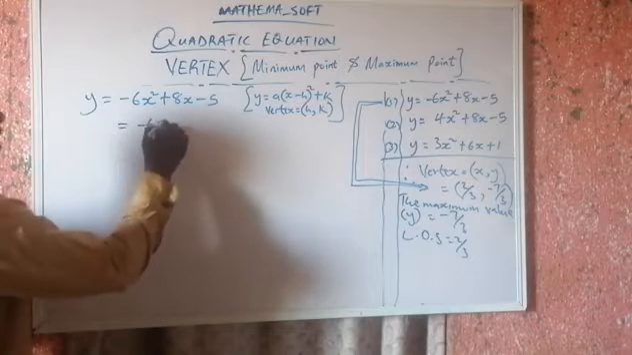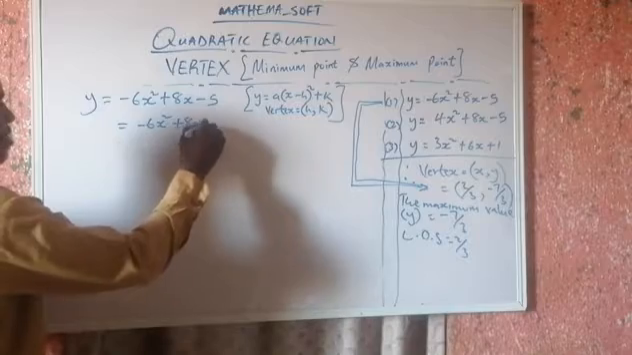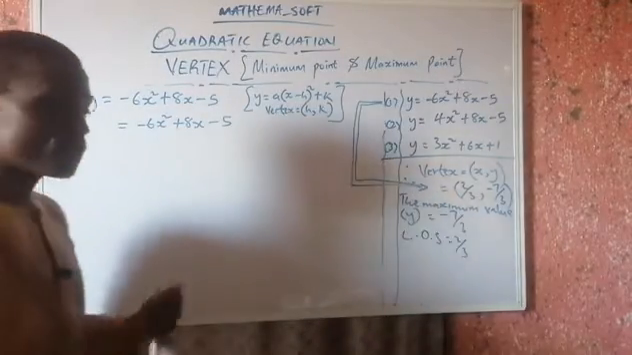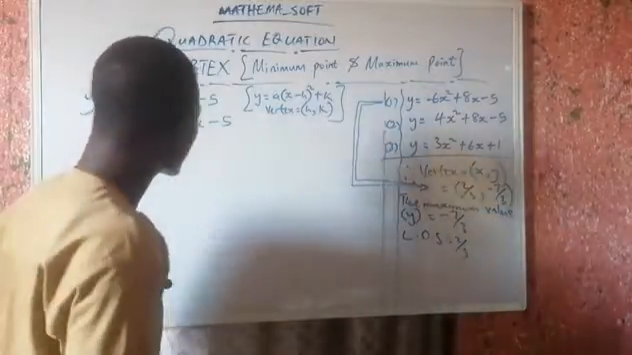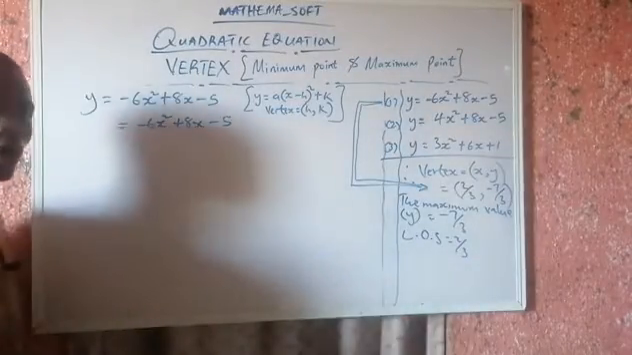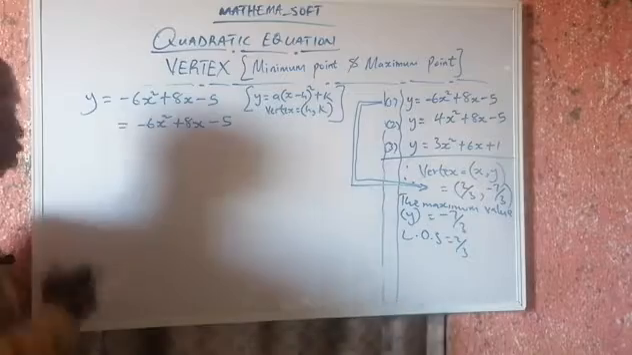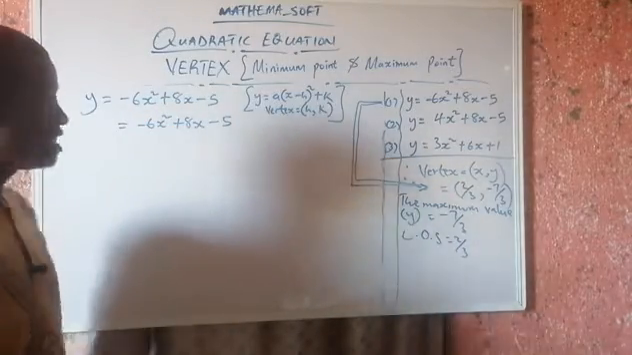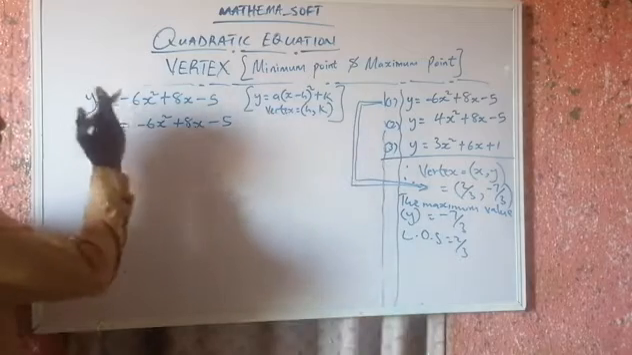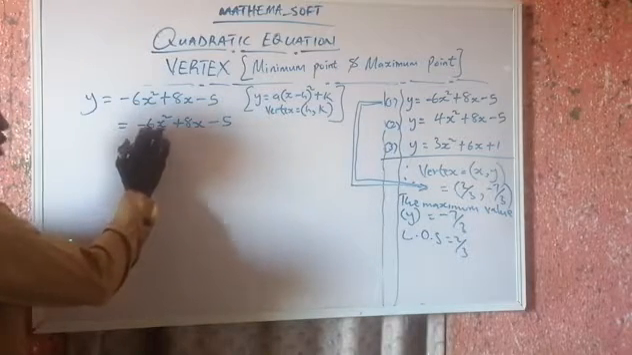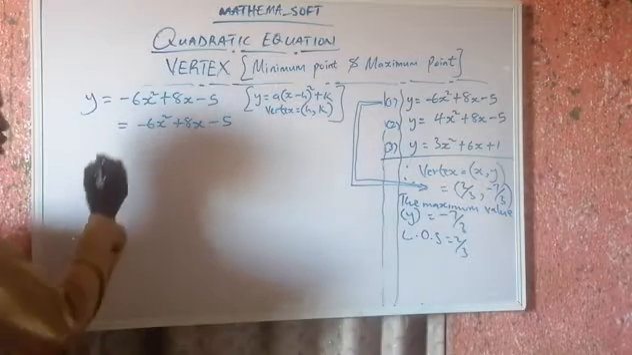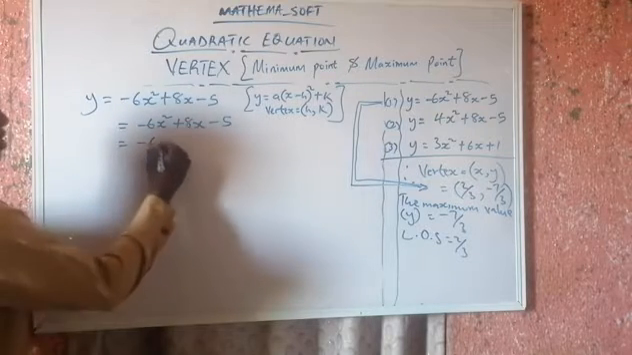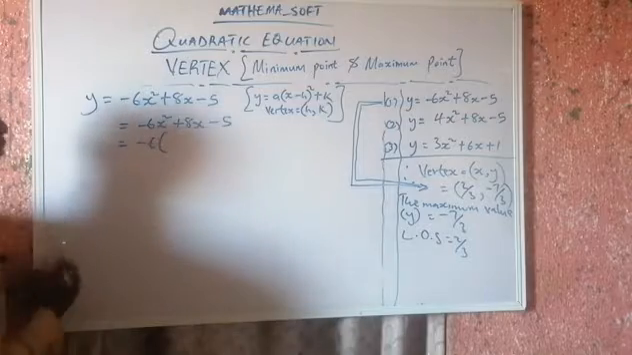That's minus 6x squared plus 8x minus 5. Now, in the completing the square method, before you begin, you need to check the coefficient of x squared, or the value of a. If the value of a is not 1, then you try to make it 1 by dividing through by what? Minus 6. So let us factorize out this minus 6 such that we have minus 6 out of this entire expression.